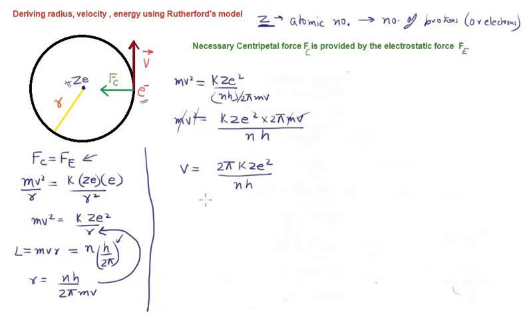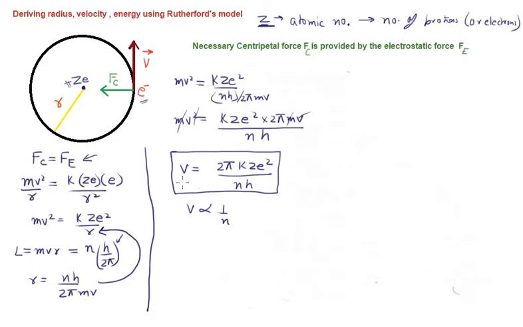Right? Now this is the value of v, and we see that v is inversely proportional to n. So as you increase n, the speed is going to decrease. So we have found v in terms of n. Now you will have to please pay attention, because this is going to be a longer video, because I am going to derive each and every term, like radius, velocity and energy, so please stay connected.